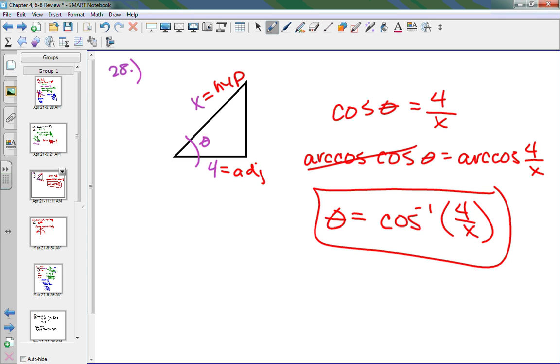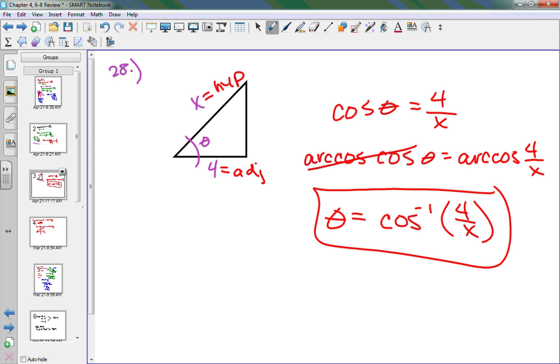You're done. That's it. I'm not asking you to solve it because you can't, because you don't know what x is. I'm asking you to write it as an arc function, as an inverse function. Do we understand that? Now, is that the only solution to that problem?